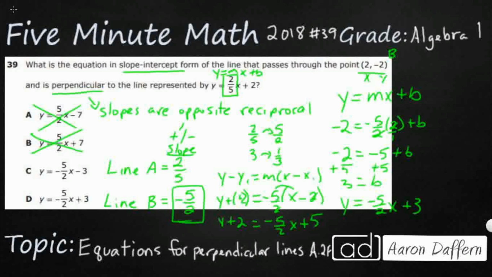Right? And then all we need to do is we just need to isolate that y. Let's subtract 2 from both sides. And guess what you're going to get? You are going to get this right here. Y equals negative 5/2 x plus 3. So that's our y-intercept is at plus 3. Our answer is D.